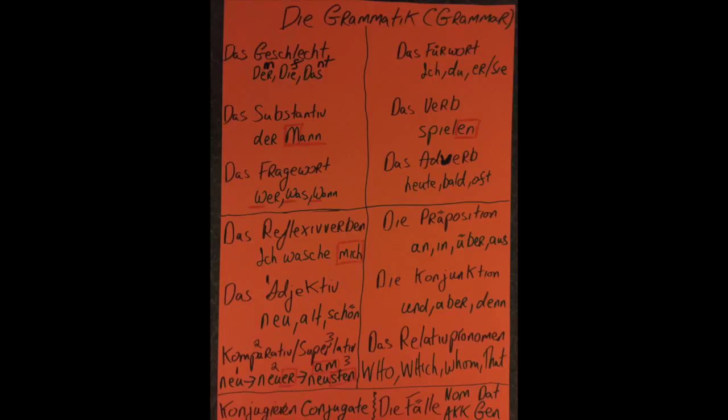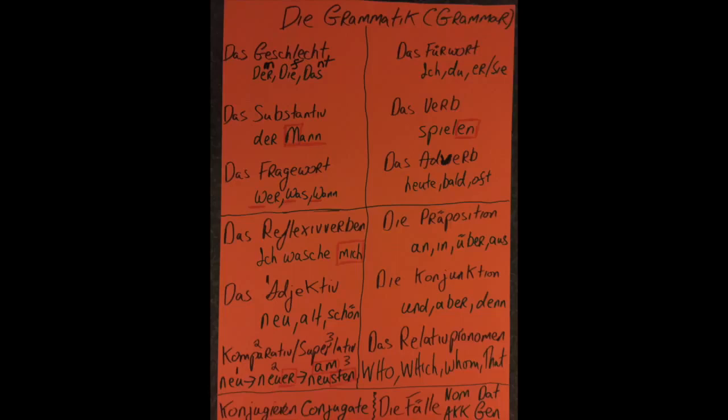The second one, we're looking at the top segment of the poster. The second one is das Substantiv, which is the noun in German. Now, I have the example of der Mann. I have the M enclosed in a red box because all German nouns have capital letters. So you make sure you have that capital letter, or else it's a grammar mistake.